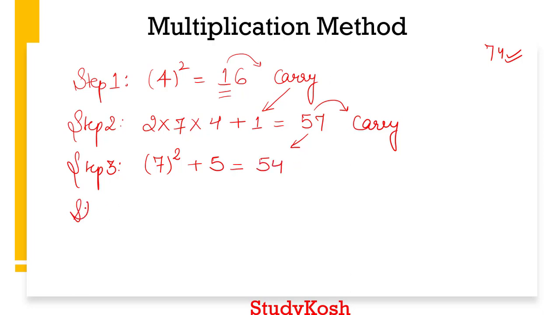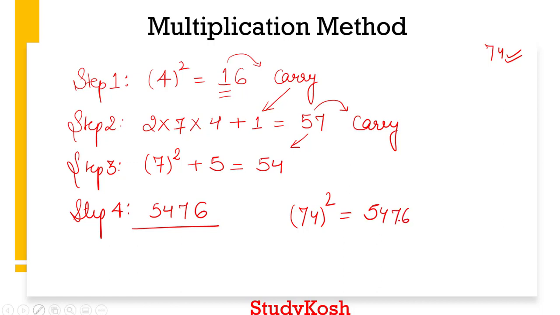Now step 4 would be, arrange the numbers starting with step 3rd. So we need to arrange the number starting with step 3rd, that is 54. Then step 2nd, we have 7 because we took this 5 as a carry. Then in step 1 we have 6 because we took 1 as a carry. So this is the answer. 74 square is 5476.